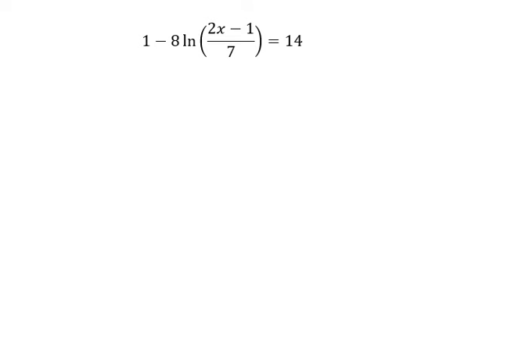The topic today is about finding the solution of x. So now I will show you how to answer. We know that we need to find the domain in here. So this is about natural log. So 2x minus 1 should be greater than 0.